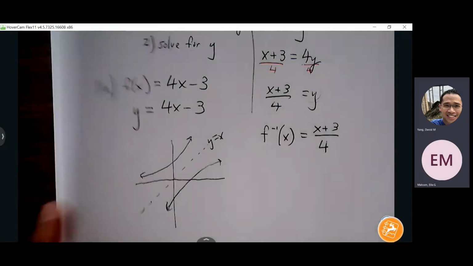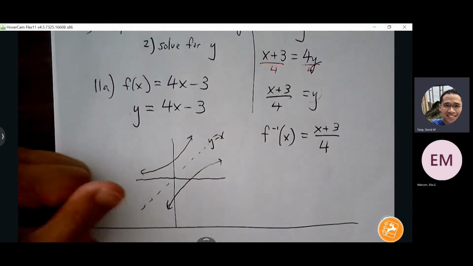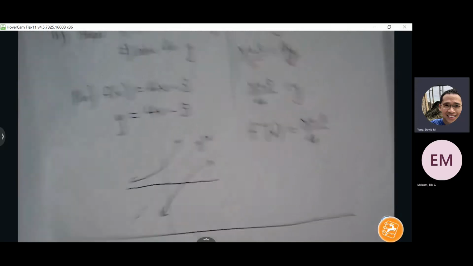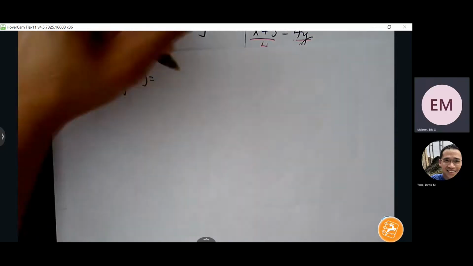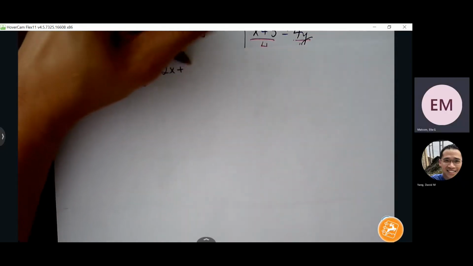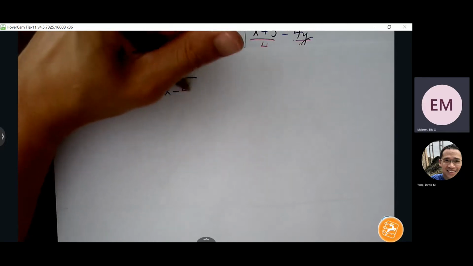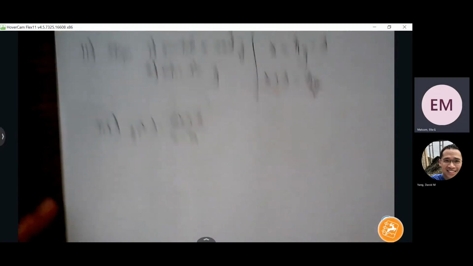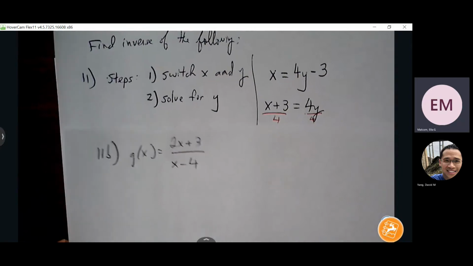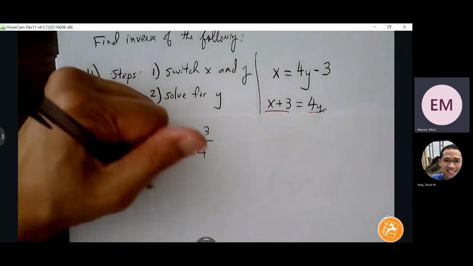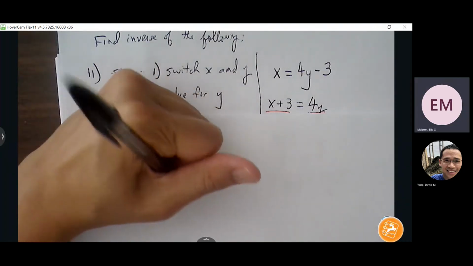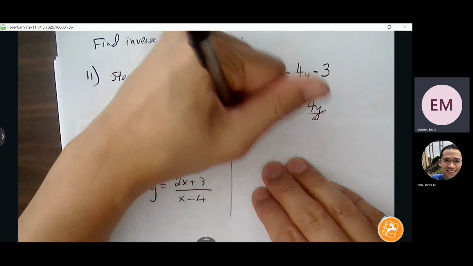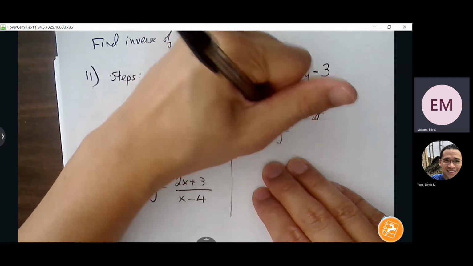Let's see if we can go through parts B and C as well, following the same steps. So B is g of x is 2x plus 3 over x minus 4. Y equals 2x plus 3 over x minus 4. Okay, so x equals 2y plus 3 over y minus 4.